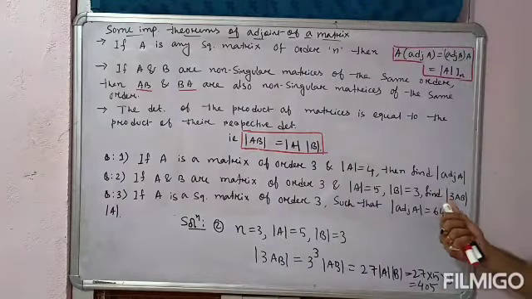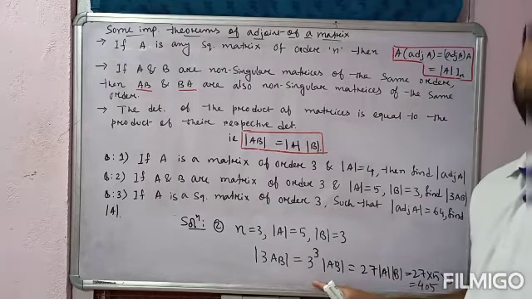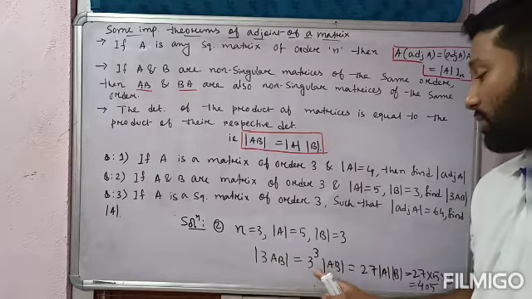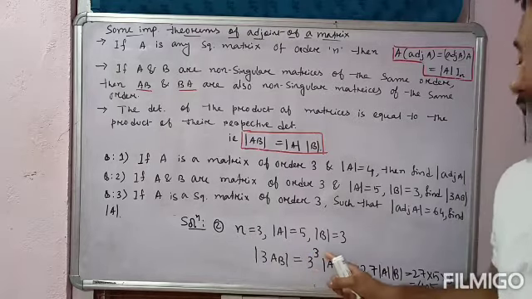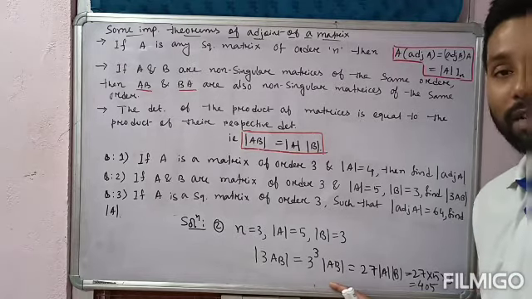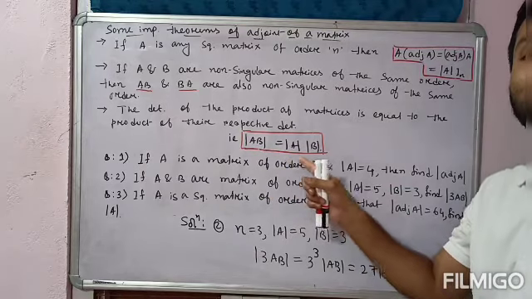So here the scalar quantity is 3. So determinant of 3AB is equal to 3 to the power n into determinant of AB. Here since n is 3, that's why I have written 3 to the power 3 into determinant AB. But determinant of AB is not given in the question. But we know one theorem, that is determinant of AB is equal to determinant A into determinant B.